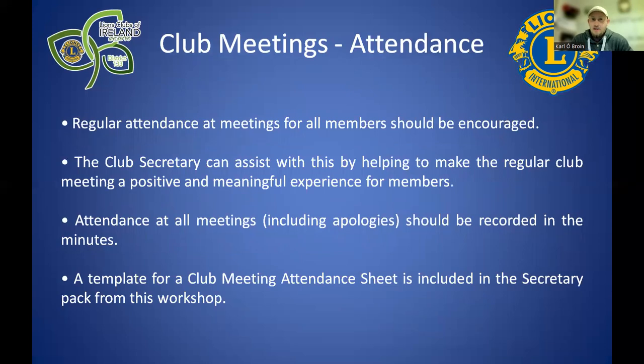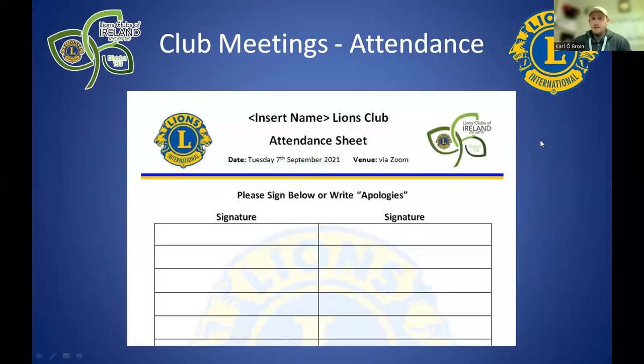In terms of attendance, regular attendance at meetings for all members should obviously be encouraged. And the Club Secretary can assist with this by making the regular club meetings a positive and meaningful experience for members. Attendance at all meetings, including apologies, should be recorded in the minutes of that meeting. And again, a template for the attendance sheet is included in the Secretary pack for this workshop as well. And this is how it looks. Very simple. Each member signs in at the beginning.